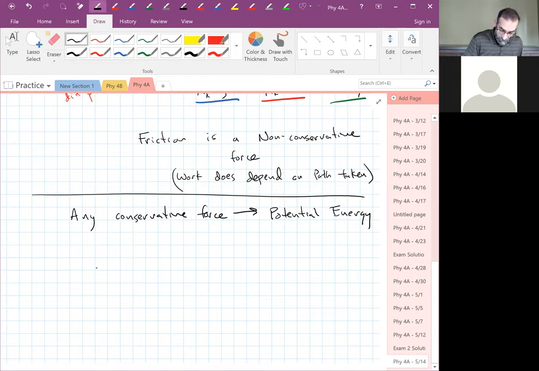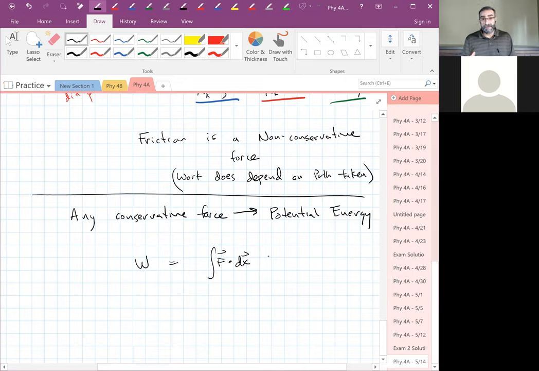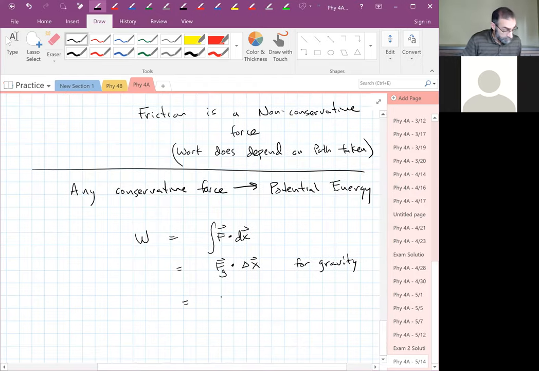So in general, our work done is the integral of F dot dx, right? Let's do it for gravity. For gravity, the force is constant, so it's just equal to F times delta y, dot product with delta y. I'll call it x. You get the idea. It's the direction of motion. For gravity, I'll put F sub G there, because the force of gravity is constant over the distances we're talking about here, right? And so what do we get? We get something like this. And we call this guy, let's just call that potential energy, U.